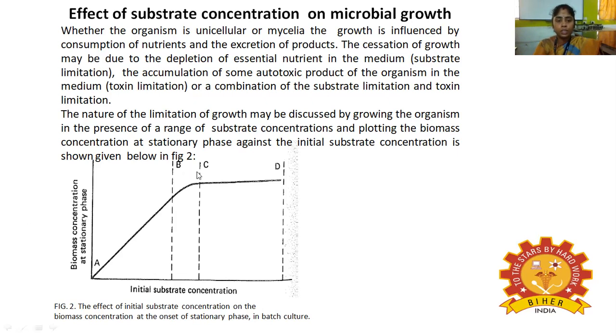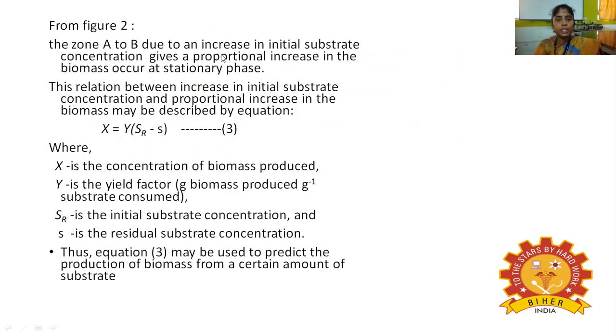Once the substrate has been utilized by the microorganism, it reaches the stationary phase. That's why we have a flat horizontal line in this plot, which means that the substrate has been entirely utilized by the microorganisms for biomass formation. Here, the zone from A to B represents the increase in substrate concentration, therefore the biomass concentration can be increased.